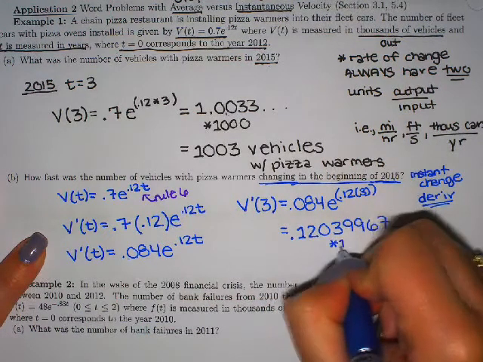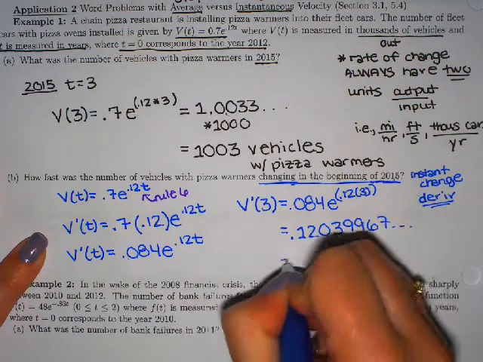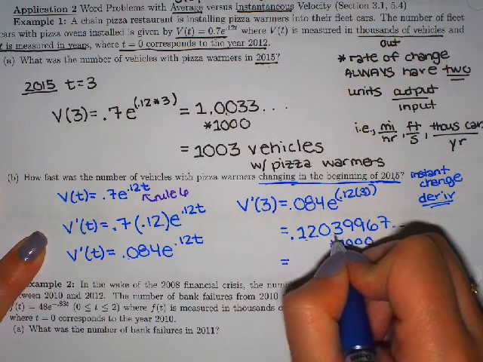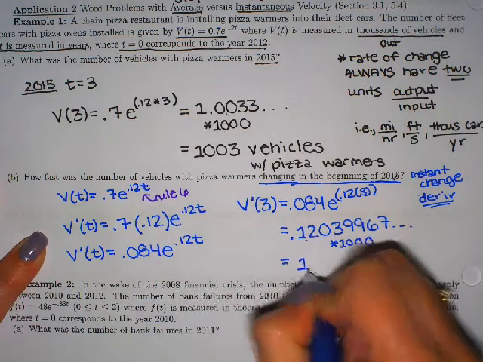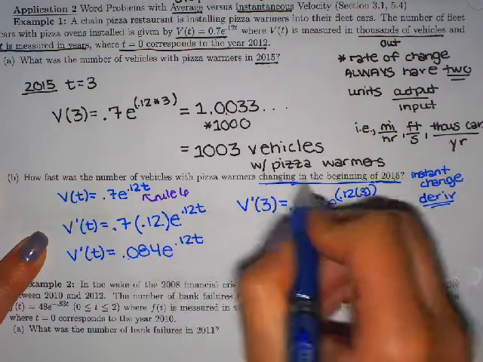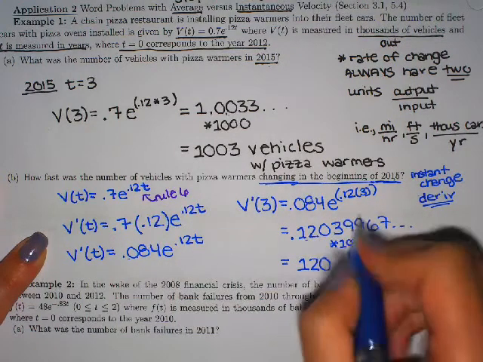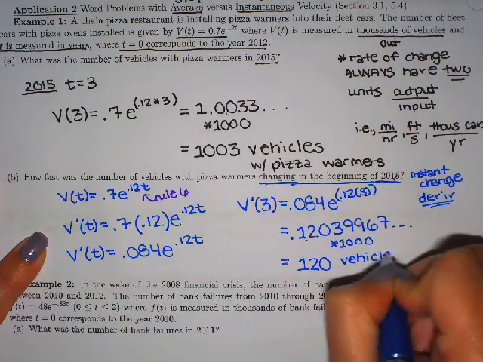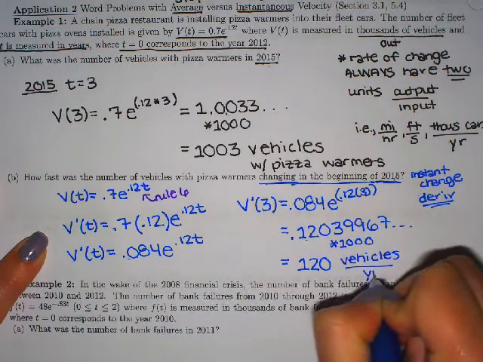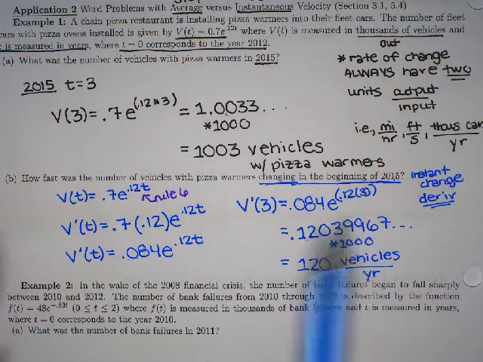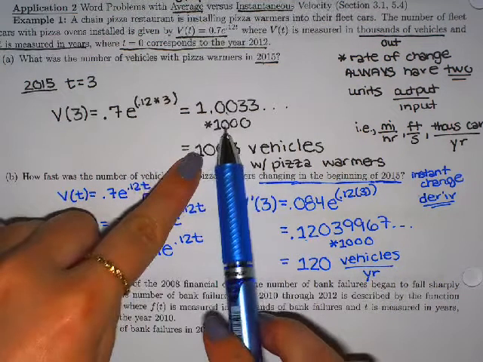No, remember our units are in thousands. So I'm going to multiply it by 1,000 just because I think it makes more sense. Moving it over 3 decimal places, you get 120.4 cars, but you can't have 0.4 of a car. So it's 120, and it's a rate of change, so I need to say how fast it's growing. It's 2 units. It's growing by 120 vehicles per year at that point. So we've started to pick up how many vehicles they're putting pizza warmers in.